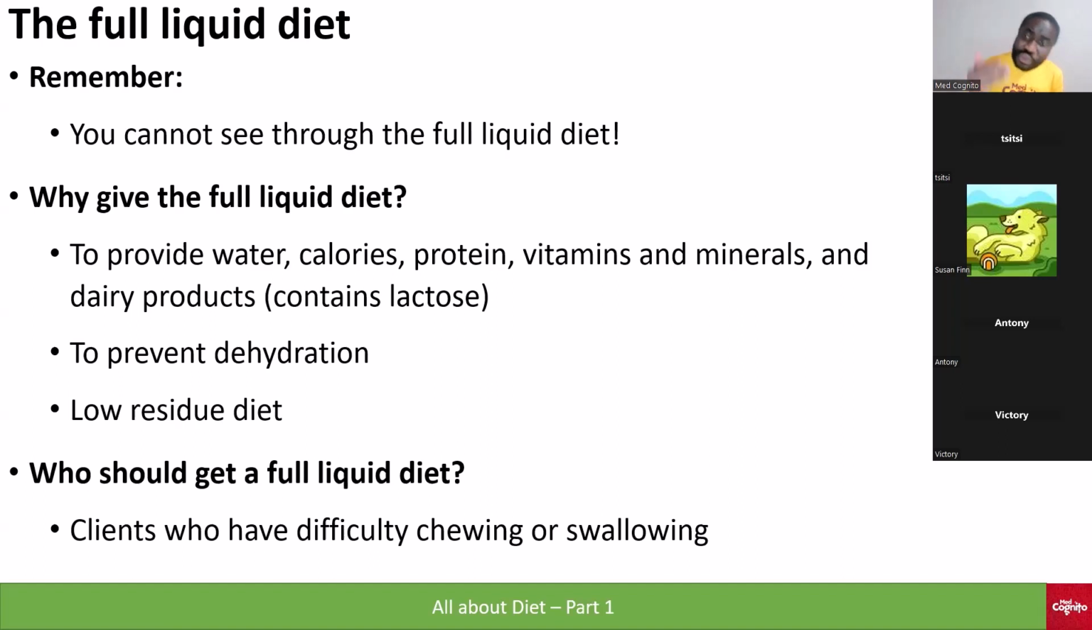And a client who is taking full liquid diet can take milk. It should contain some water, some calories, some proteins, some vitamins. All right. And we give it to clients who have difficulty chewing or swallowing.